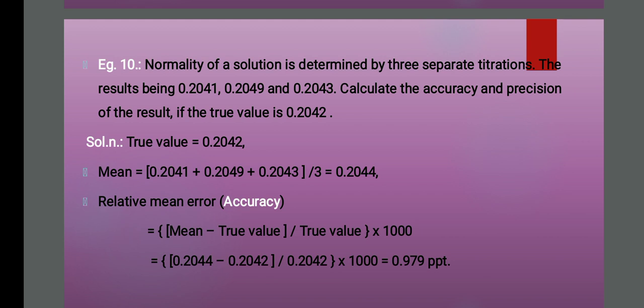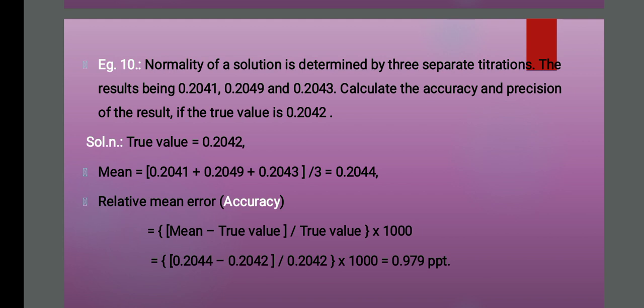Normally, I have told you already, accuracy is expressed by relative mean error, and it has the formula: mean value minus true value divided by true value into 1000. This is meant for accuracy. Accuracy is actually represented by relative mean error. So remember a point very clearly. If accuracy is being asked, you have to specify the term relative mean error, and if precision is being asked, you have to take into account relative mean deviation. Don't confuse both the things. I'll repeat. So 2 things we need to calculate.